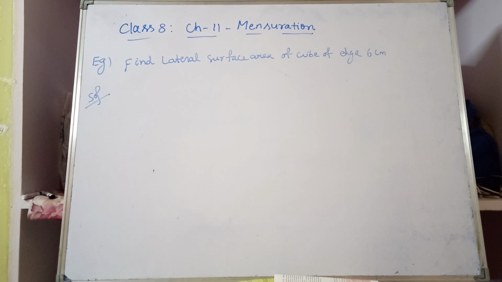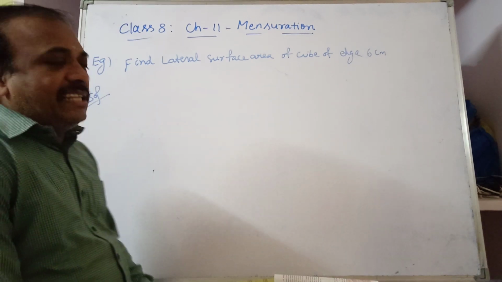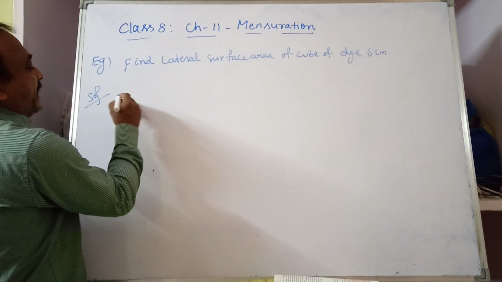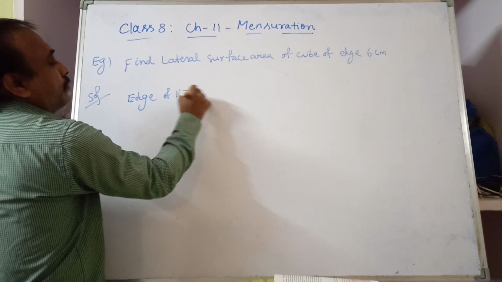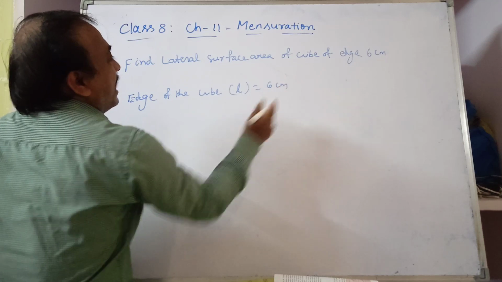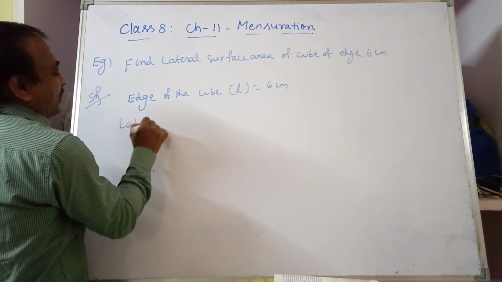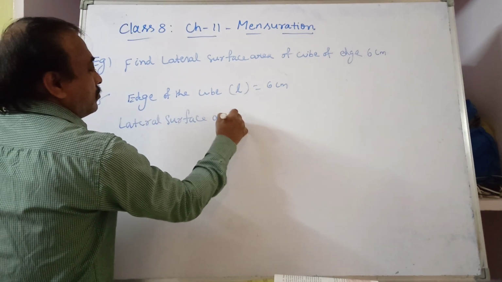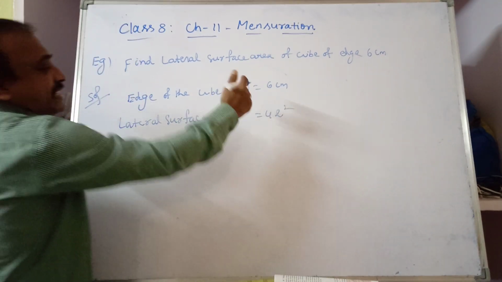Let us discuss one more question based on the cube. Find the lateral surface area of a cube of edge 6 centimeter. Edge is nothing but side. So side of the cube is given 6 centimeter. So edge of the cube L is equals to 6 centimeter. Lateral surface area meaning is area of 4 walls. So lateral surface area is equals to 4L square. What is L? 6 centimeter.